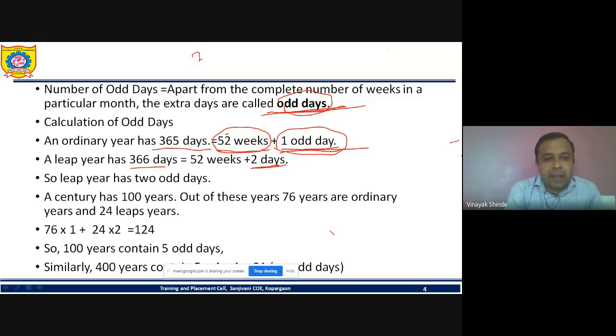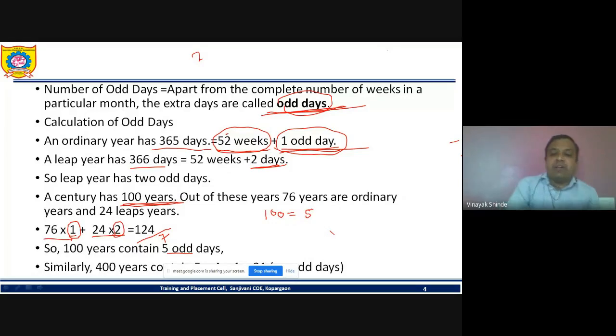Then in 100 years, how many odd days are there? That we need to find out. In 100 years, how many leap years and how many ordinary years are there? 24 leap years and 76 ordinary years. For every leap year we have 2 odd days, 24 into 2. And for every ordinary year, we have 1 odd day, 76 into 1. So the total number of odd days is 124 divided by 7. So 5 odd days are there in 100 years.